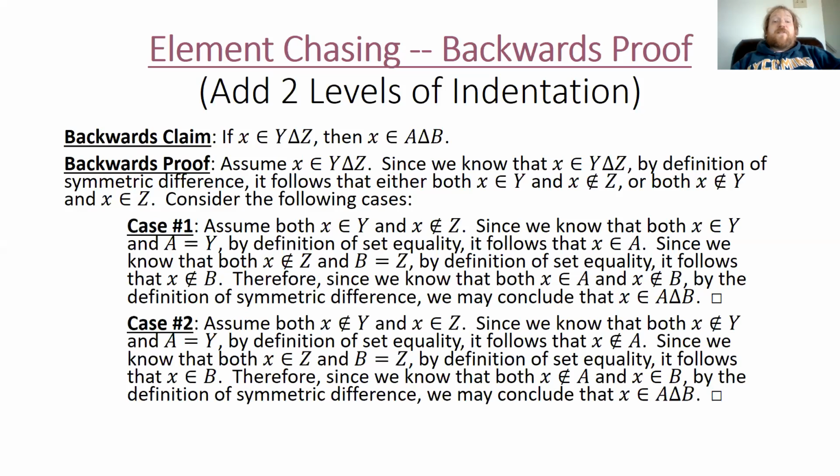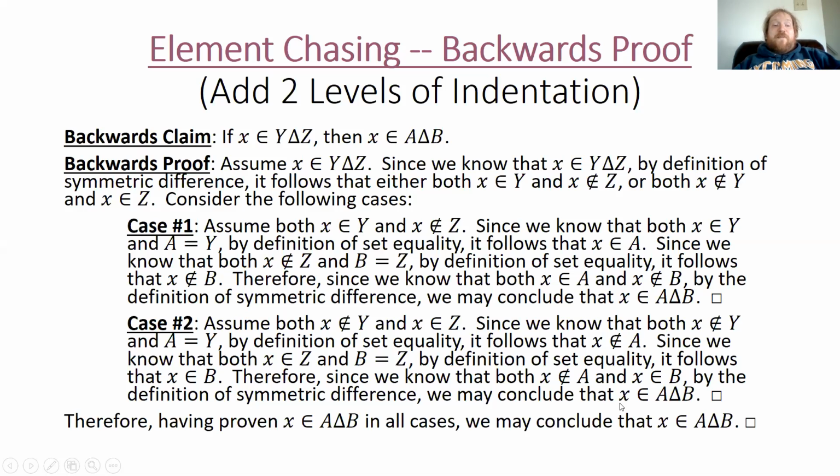And similarly with the second case, we start out with both x is not in Y and x is in Z. Since we know that x is not in Y and A equals Y, by definition of set equality, we get x is not in A. Now, since we know that x is in Z and B equals Z, definition of set equality gives us x is in B. So now that we know that x is not in A, but it is in B, by the definition of symmetric difference, we can conclude that x is in A symmetric difference B.